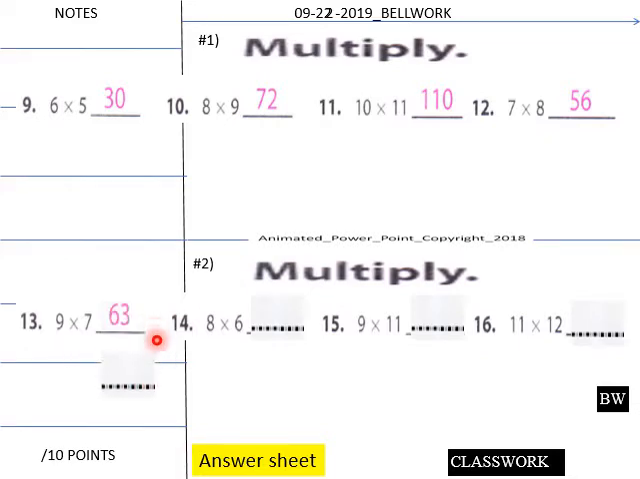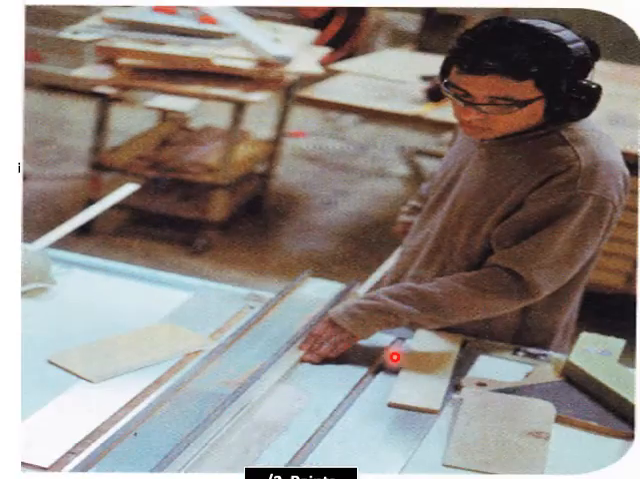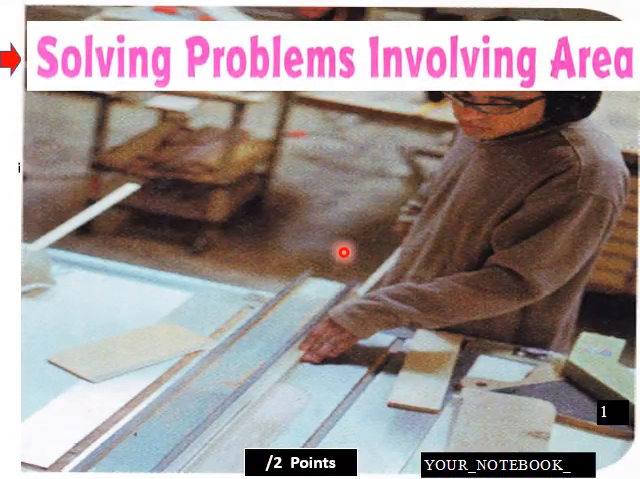9 times 7 is 63. 8 times 6 is 48. 9 times 11 is 99. And then 11 times 12 is 132. So there's today's bell work. Move right along into today's first notebook entry here, students.